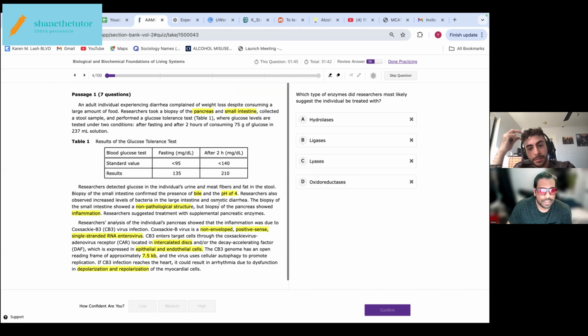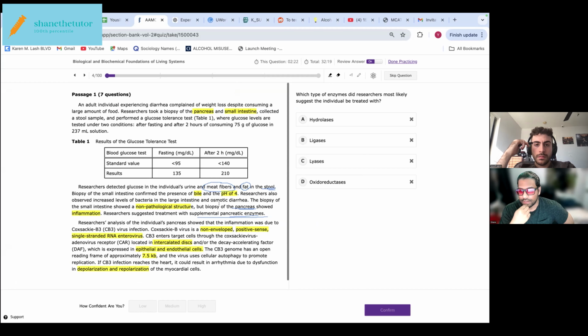So I'm not really sure. Okay, so meat, fibers, and fat in the stool means that they're not getting properly broken down, right? And we know that there's an issue of the pancreas, which likely is unable to create some of these enzymes, which is why they're treating the patient with supplemental pancreatic enzymes.